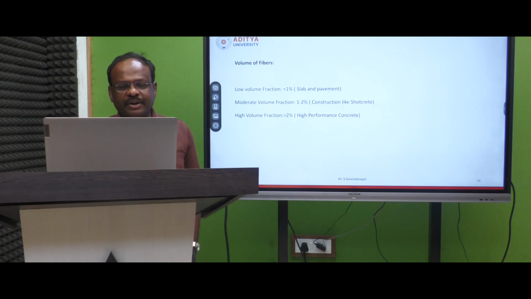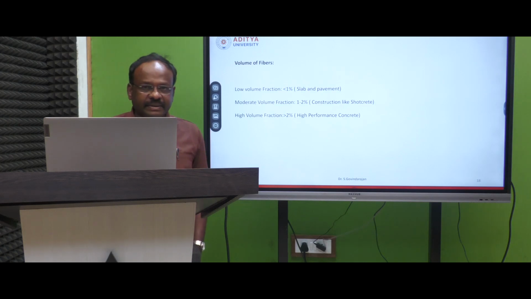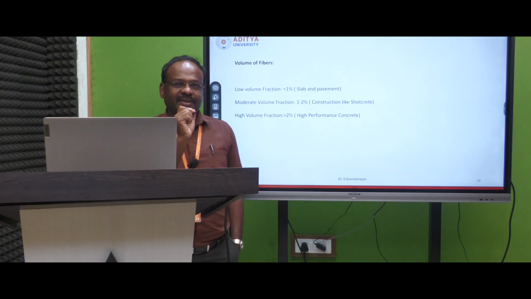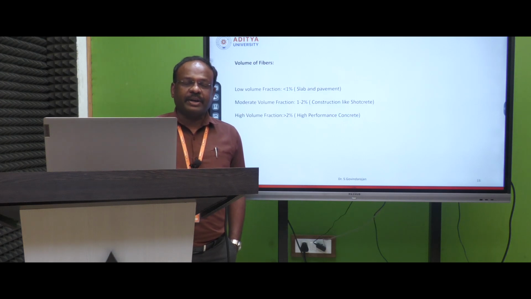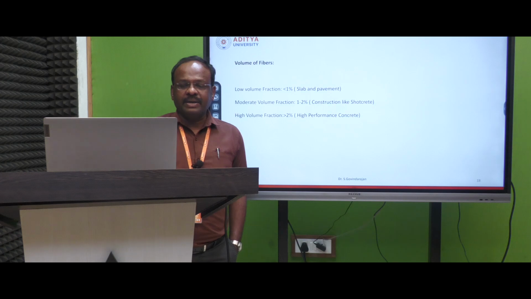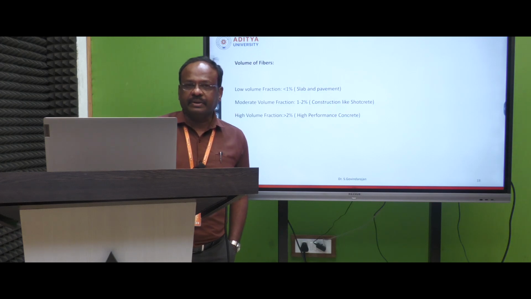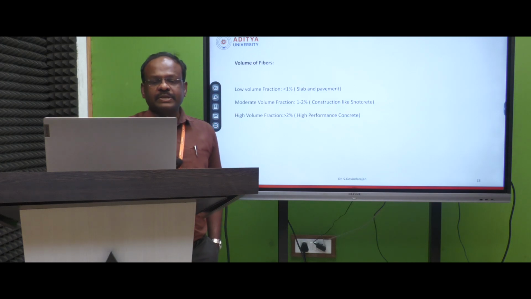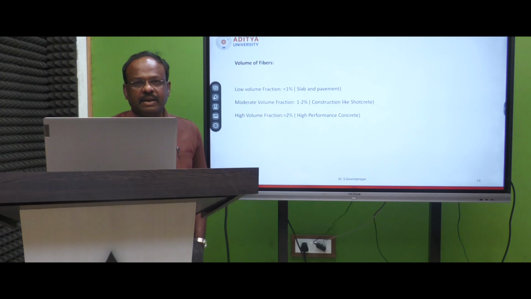When you come to moderate volume fraction, your value will be 1 to 2%. This is not used for all types of structures. Wherever there is repairing work, for example shotcrete, right? In that place you use moderate volume fraction, like 1 to 2% of fibers only.